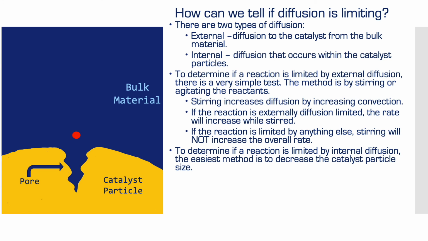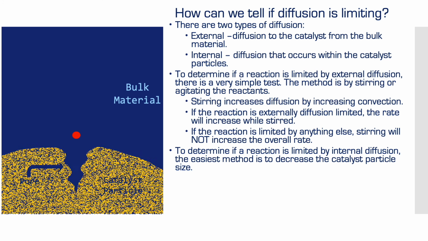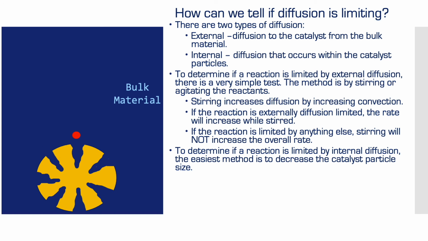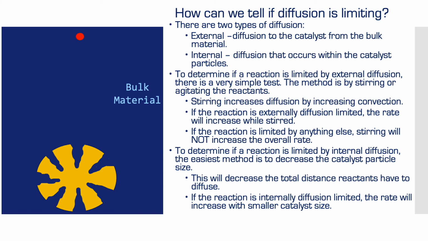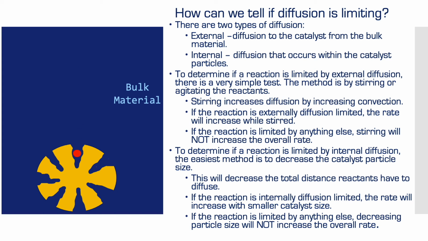To determine if a reaction is limited by internal diffusion, the easiest method is to decrease the catalyst particle size. This will decrease the total distance reactants have to travel to diffuse. If the reaction is internally diffusion limited, the rate will increase with smaller catalyst size. If the reaction is limited by anything else, decreasing particle size will not increase the overall rate.